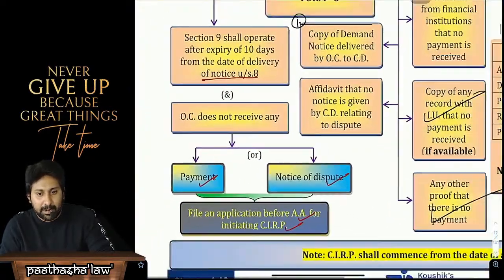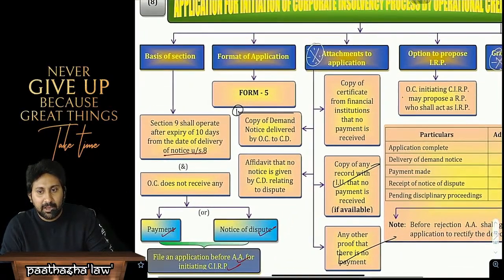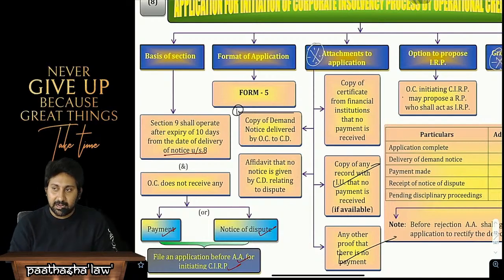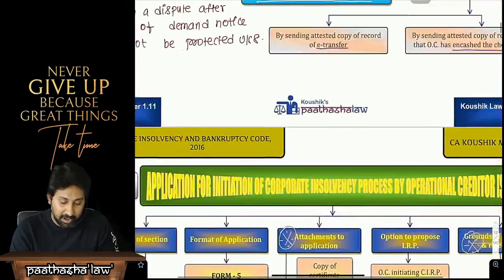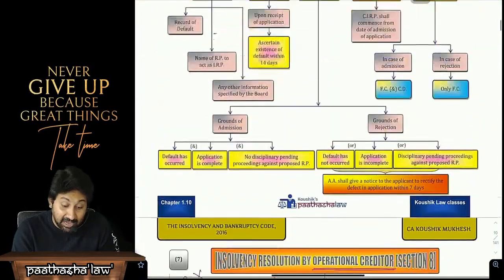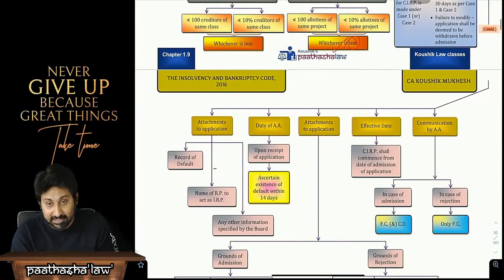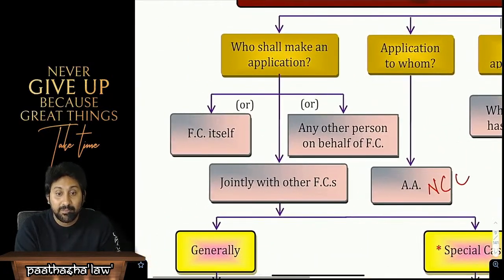Okay, they will apply to whom? NCLT. Who will apply? The operational creditor will apply. "Operational creditor or jointly with other operational creditors or any other person on behalf of operational creditor", that language is not used for operational creditors. This language is used only for whom? Financial creditors. Did you get the logic, everyone?